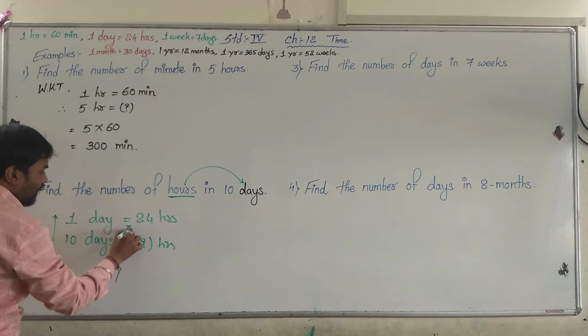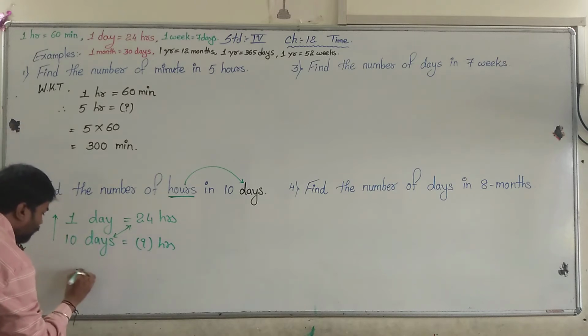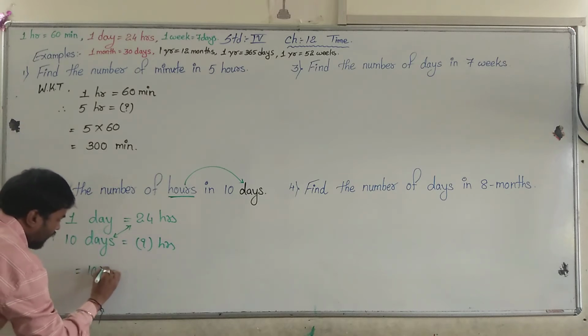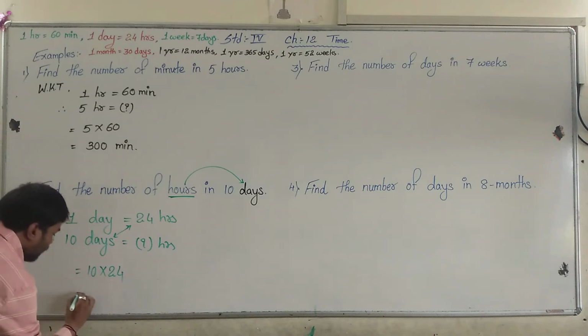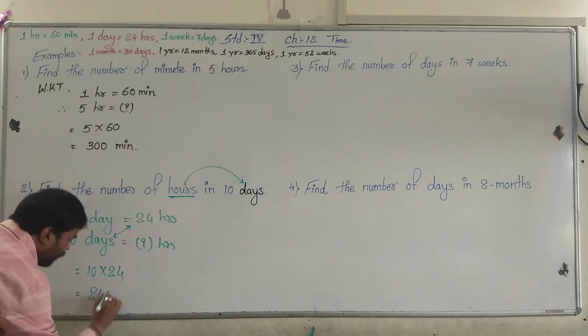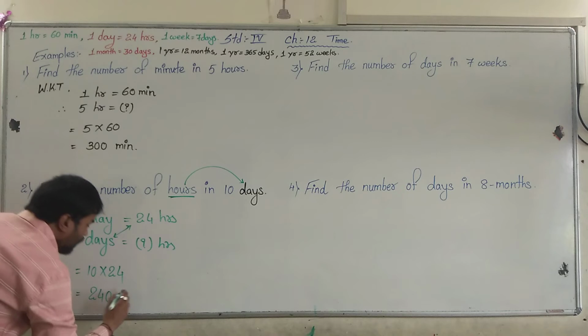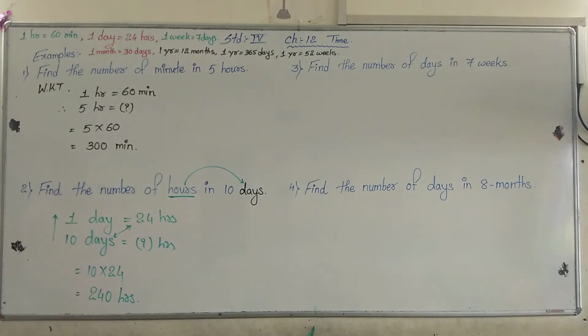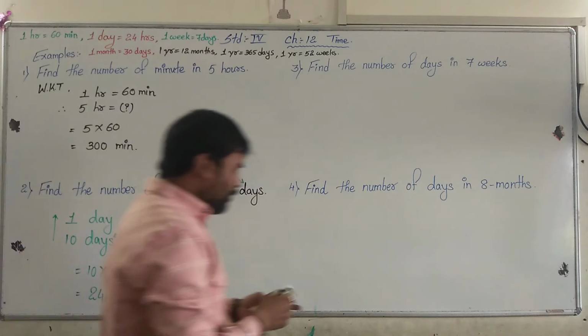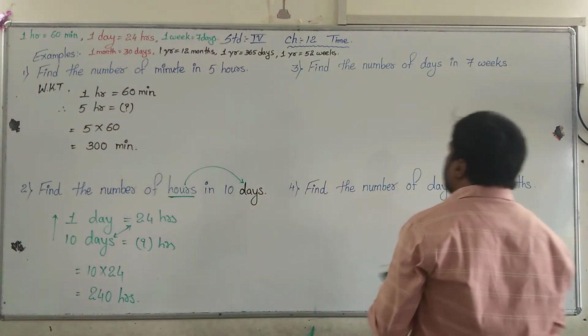So at that time we will perform cross multiplication. That is 10 multiplied by 24. And 10 multiplied by 24 will be 240. And question mark is at hours. So it will be 240 hours. Did you see, dear? It is a very easy conversion. We just have to convert by looking at it.